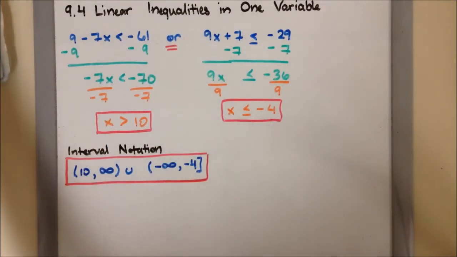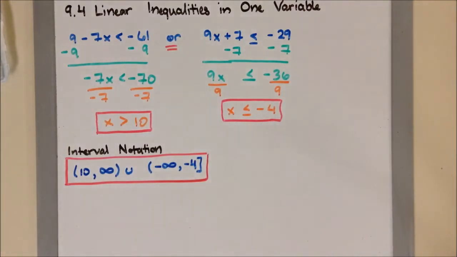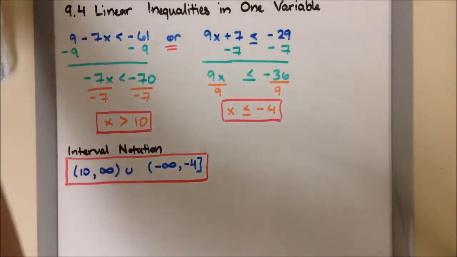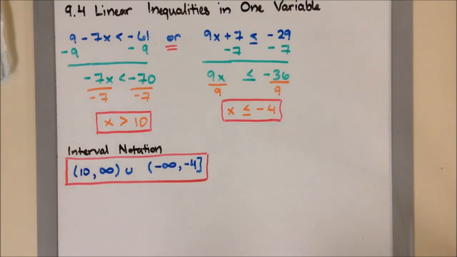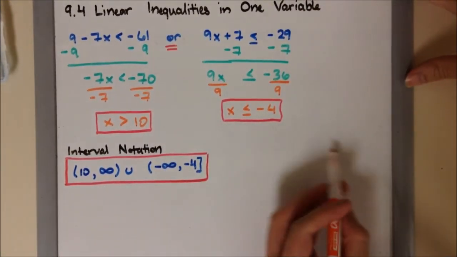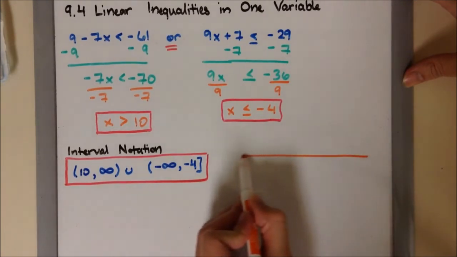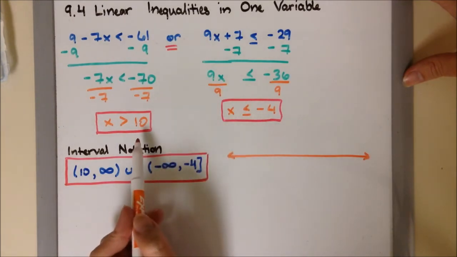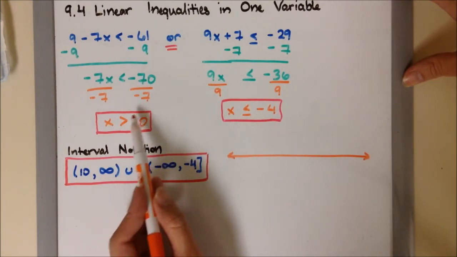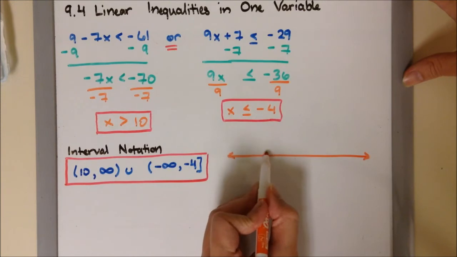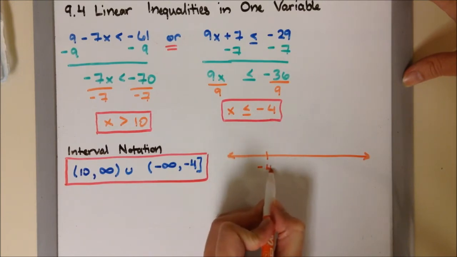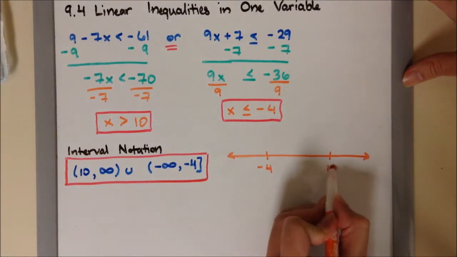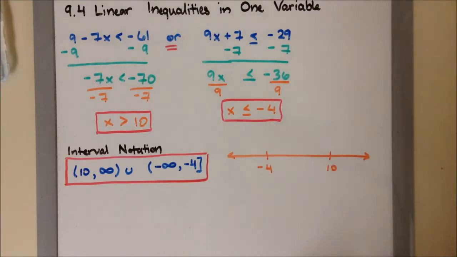Now let's talk about graphing. We have two answers, two inequalities, so we're mainly just going to focus on the 10 and the negative 4. I'm going to write my negative 4 here and my positive 10 here. No need to fill in the numbers in between. As long as you graph correctly, then you should be fine.